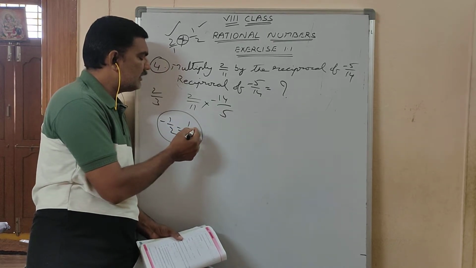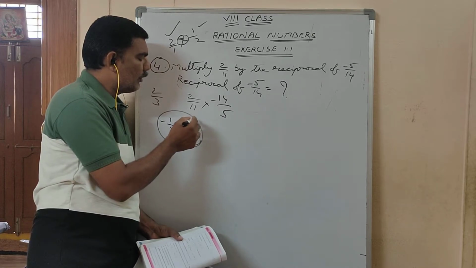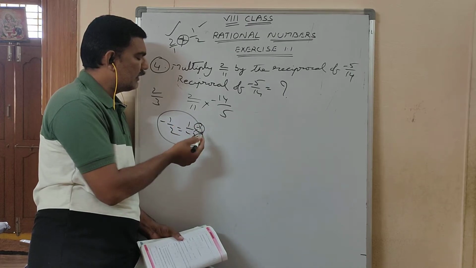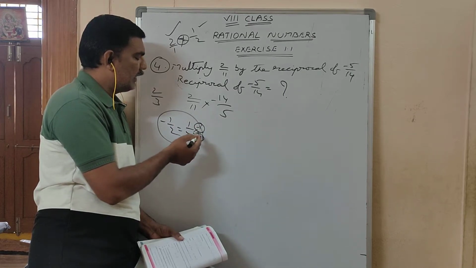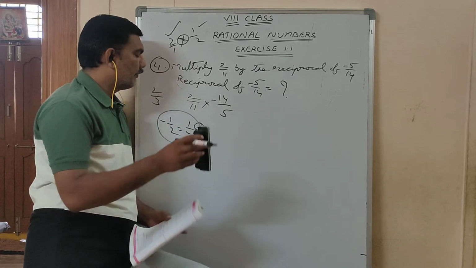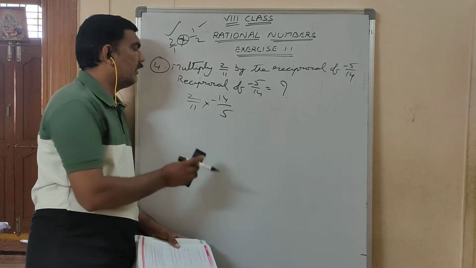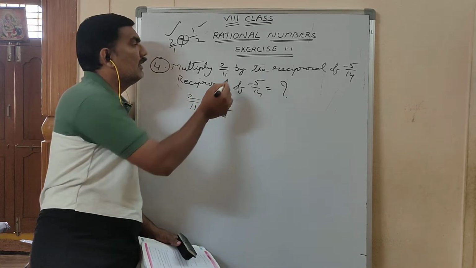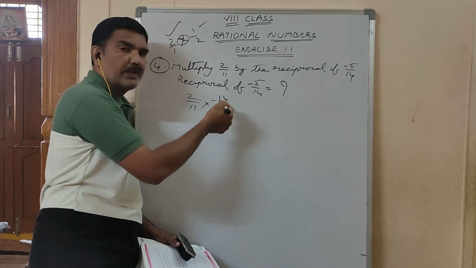How do you get the same? Multiply numerator and denominator with minus 1. Then minus 1 into minus 1 will come, minus 1 into minus 2 is plus 2. Both will be the same. So now, understand the question again. Multiply 2 by 11. You are multiplying 2 by 11 with the reciprocal of minus 5 by 14.